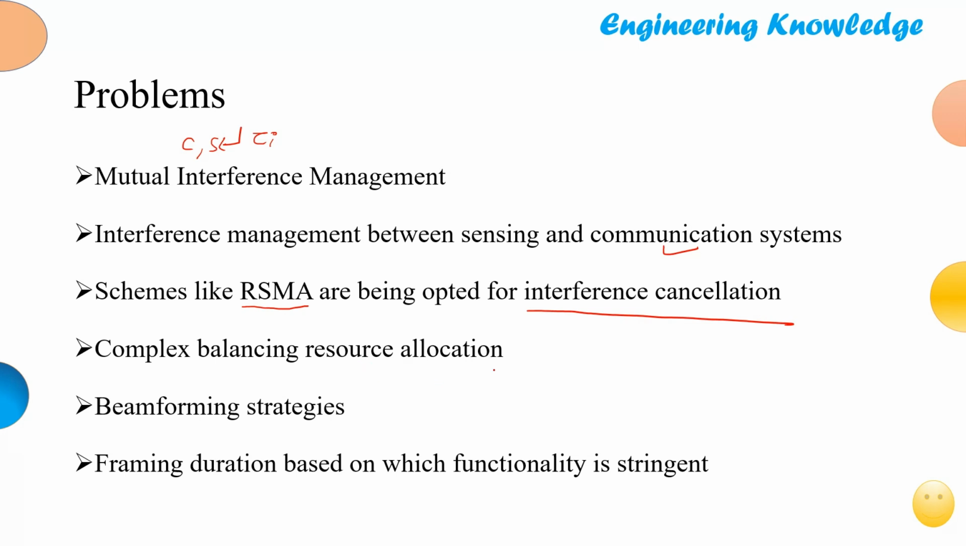Complex balancing of resource allocation is required because you are using two modes, one for communication and one for sensing, and therefore you need to balance the allocation of resources. So dynamic, deep learning based resource allocation is going to be used. Beamforming strategies are very important, and there are multiple papers on this. In beamforming, multiple input, multiple output systems are used so that they can steer the beams towards communication and towards sensing purposes. Frame duration based on functionality is also stringent.